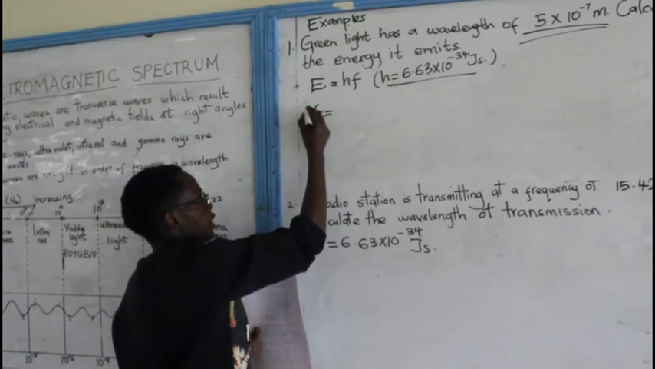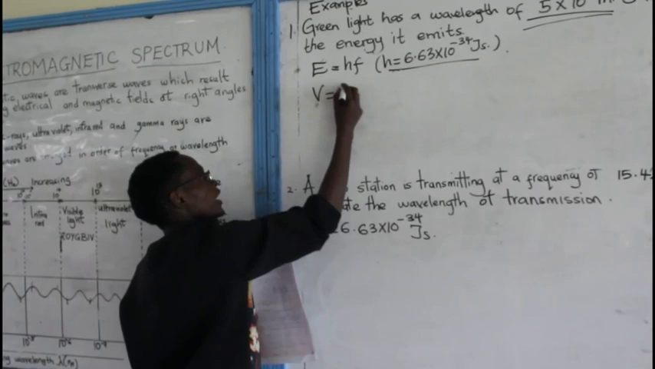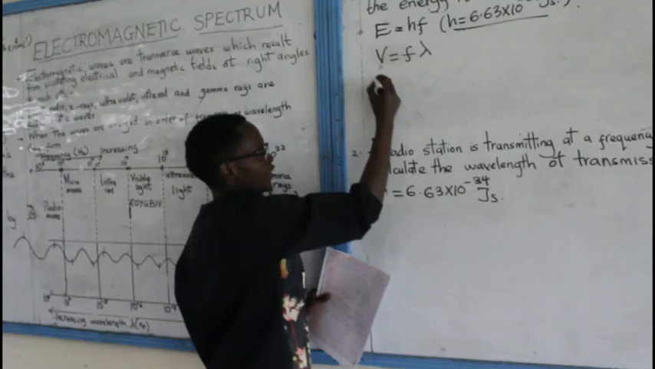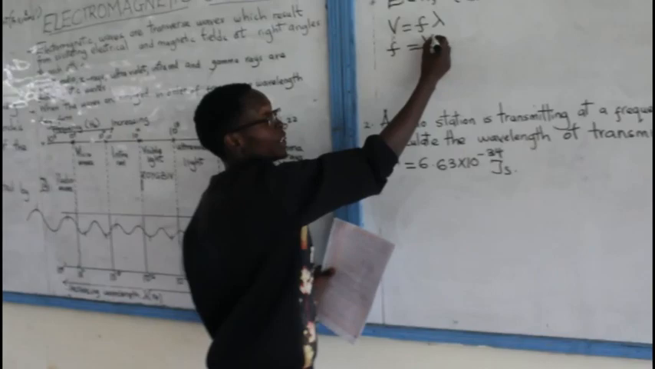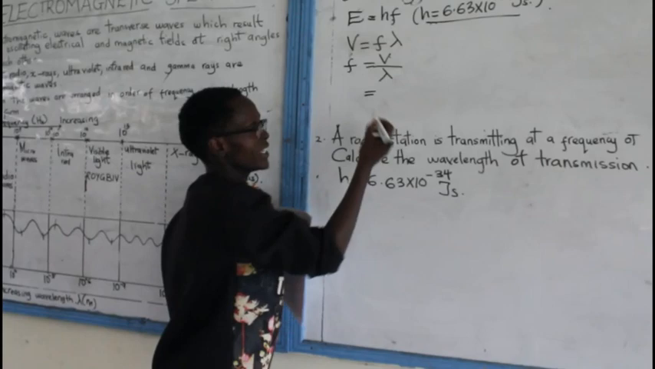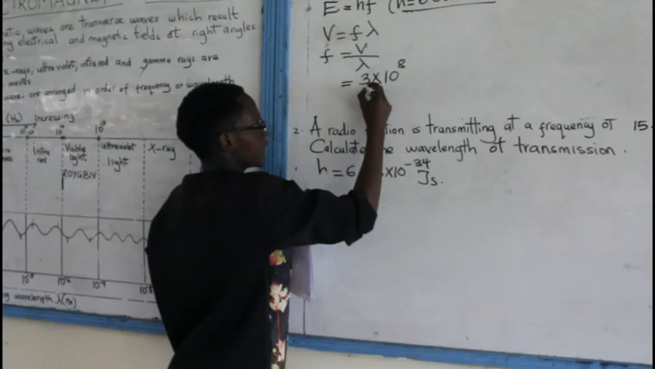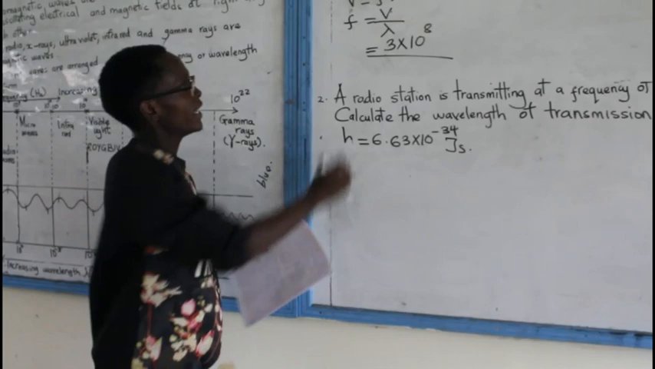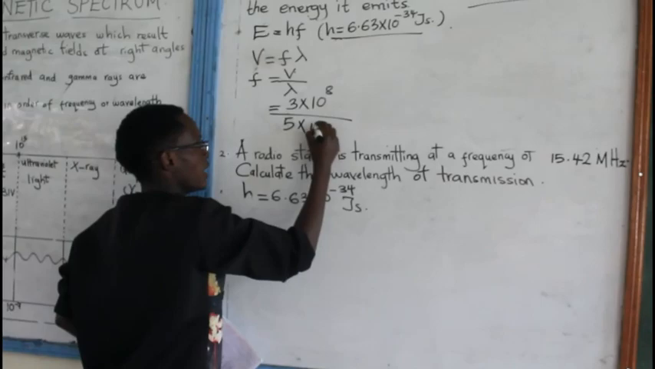So V equals F lambda, for us to find the value of F. F is equal to V over lambda, where V is the velocity of light in air. So the velocity of light in air is 3 times 10 power positive 8, sorry, divided by the wavelength, which is given as 5 times 10 power negative 7. If I can just keep this in the calculator.